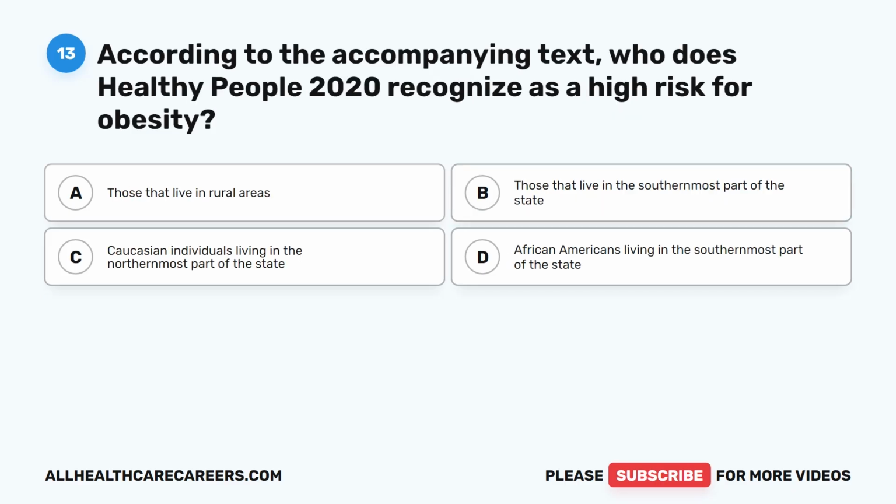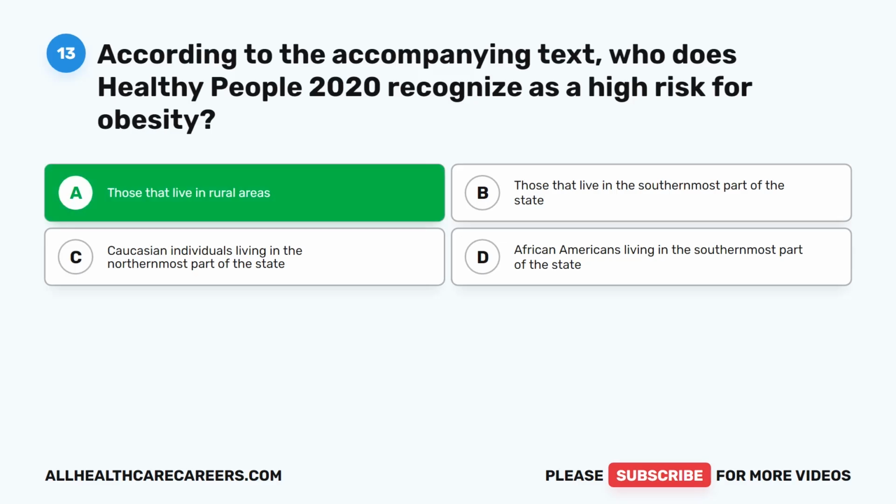Question 13. According to the accompanying text, who does Healthy People 2020 recognize as a high risk for obesity? A. Those that live in rural areas. B. Those that live in the southernmost part of the state. C. Caucasian individuals living in the northernmost part of the state. D. African Americans living in the southernmost part of the state. The correct answer is A. Those that live in rural areas.